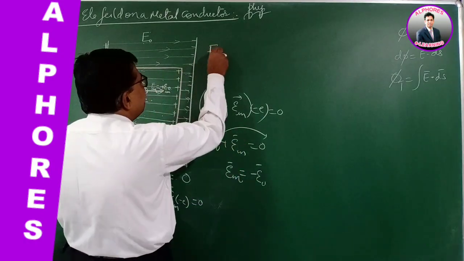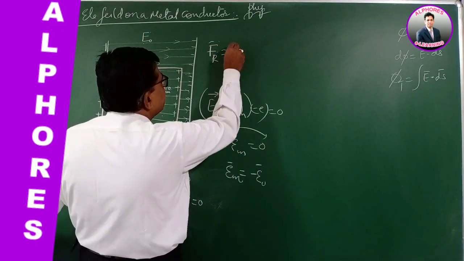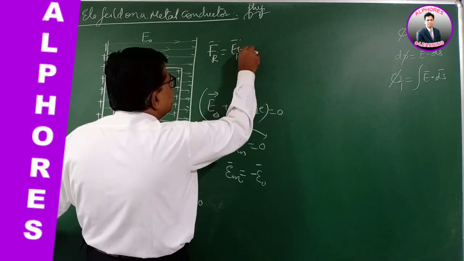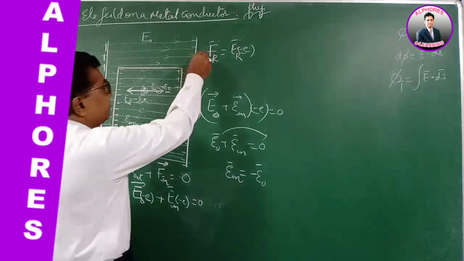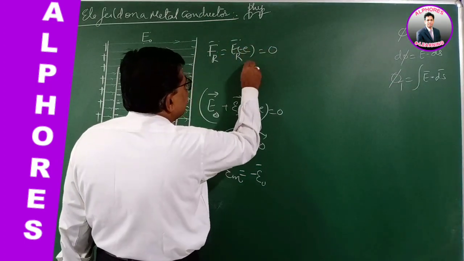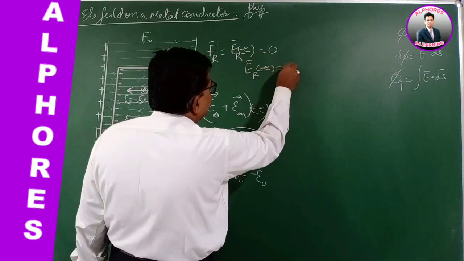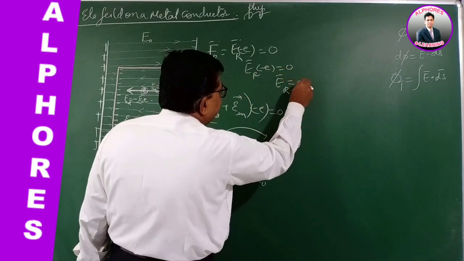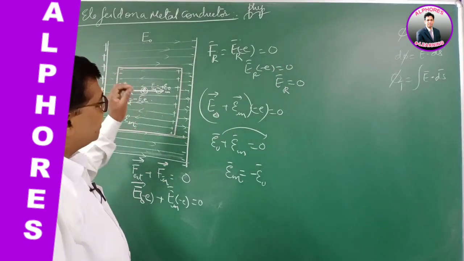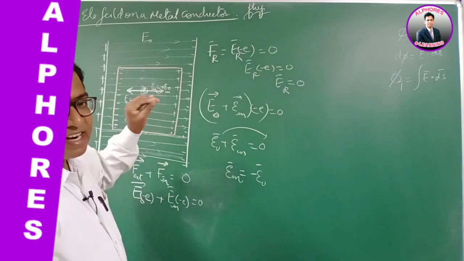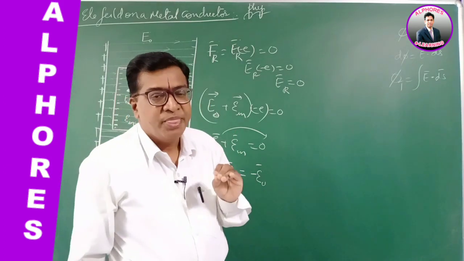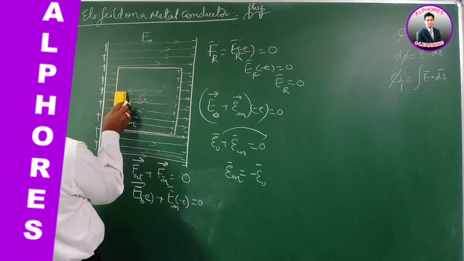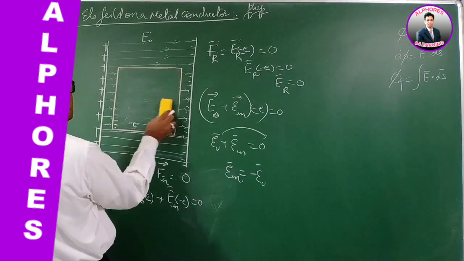So the resultant force on the electron is the resultant electric field into charge of electron. But the resultant force on the electron is 0. So the resultant electric field into charge of electron is 0. Electron charge cannot be 0. So the resultant electric field is 0. So therefore the field inside the conductor is 0. There is no net field inside the conductor. The net field inside the conductor becomes 0.